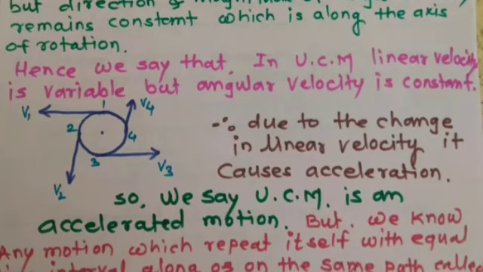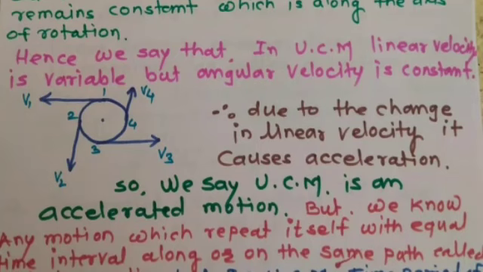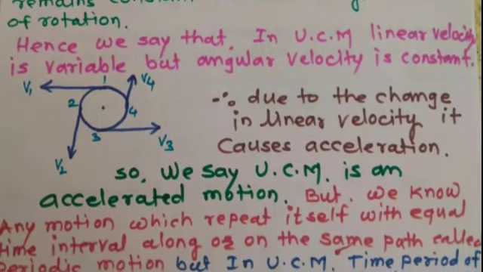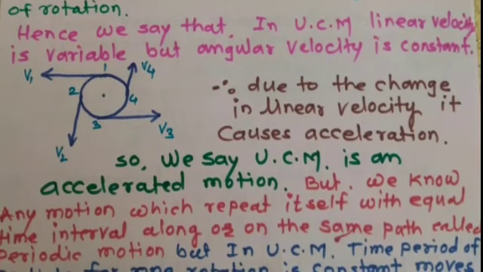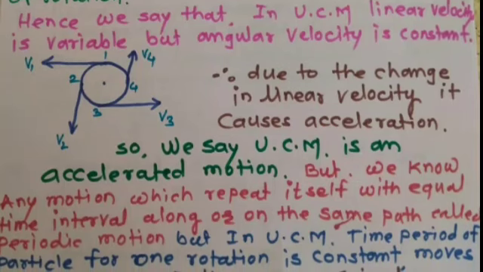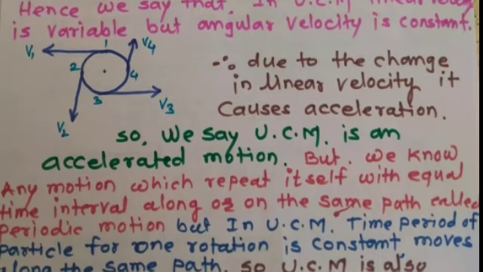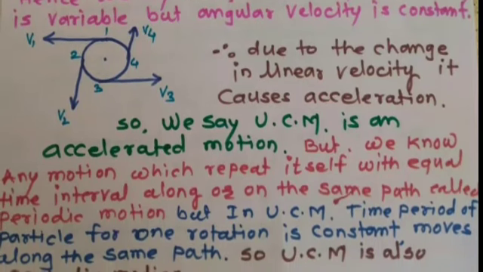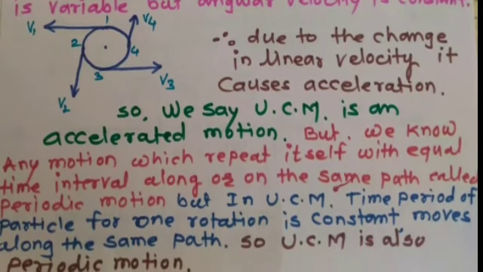We know any motion which repeats itself at equal time intervals along the same path is called periodic motion. In uniform circular motion, the time period of the particle for one rotation is constant and it moves along the same path. So uniform circular motion is also periodic motion.